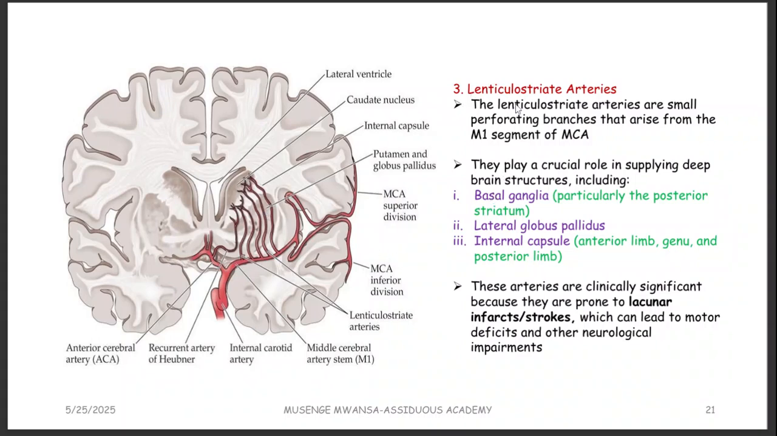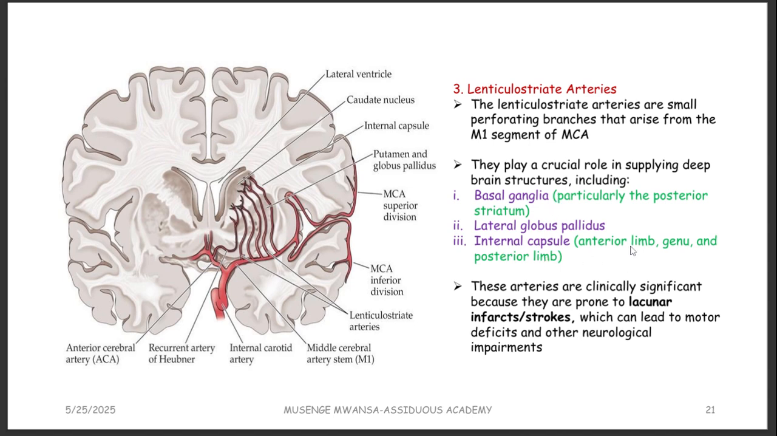The lenticulostriate arteries will be able to supply the basal ganglia and then also the globus pallidus. Now, the globus pallidus is part of the basal ganglia. Specifically, it is the lateral globus pallidus, not the medial. And then you also have the internal capsule. This white space makes a V on the left and on the right. That's the internal capsule. It will also be supplied by these lenticulostriate arteries.